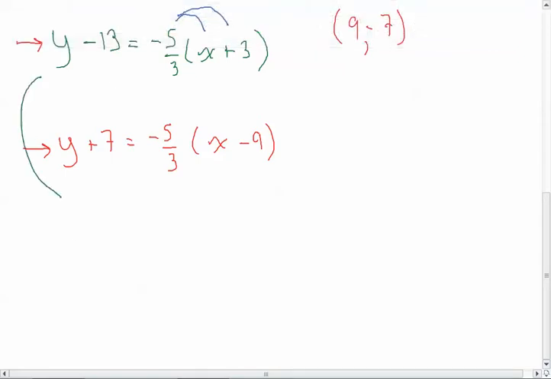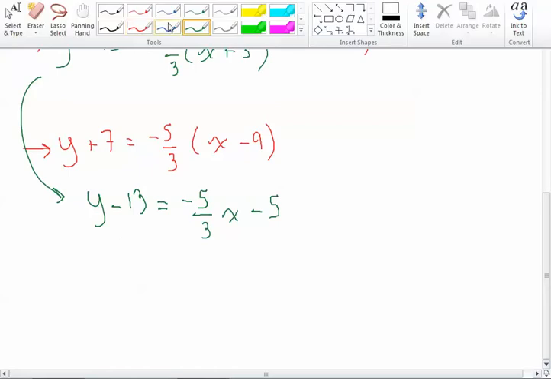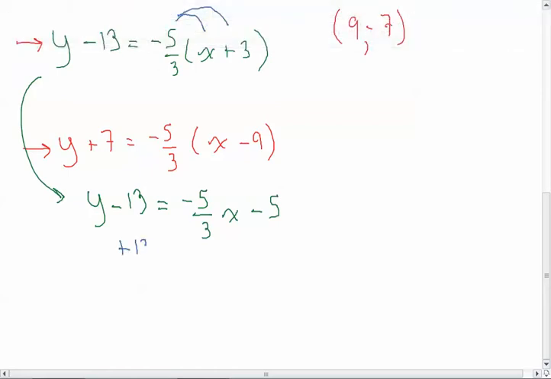So when I use the distributive property, I'm going to get the following. I get y subtract 13 is equal to negative 5 over 3x. And negative 5 over 3 times positive 3 is just negative 5. So now I add 13 to both sides. And what I'm going to get is y is equal to negative 5 over 3x plus 8. Okay?